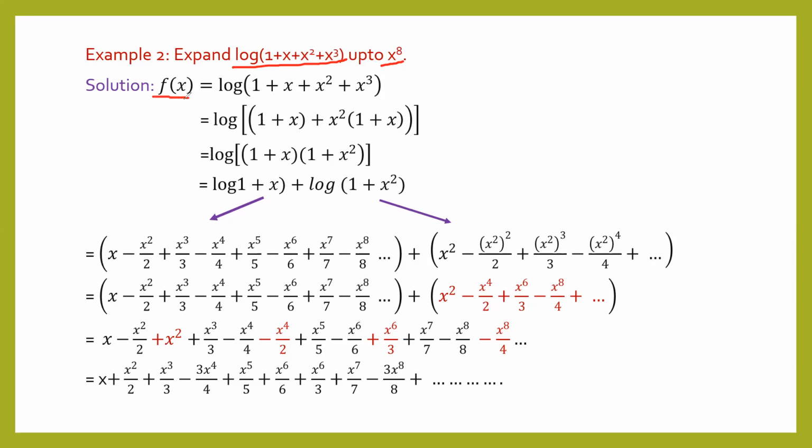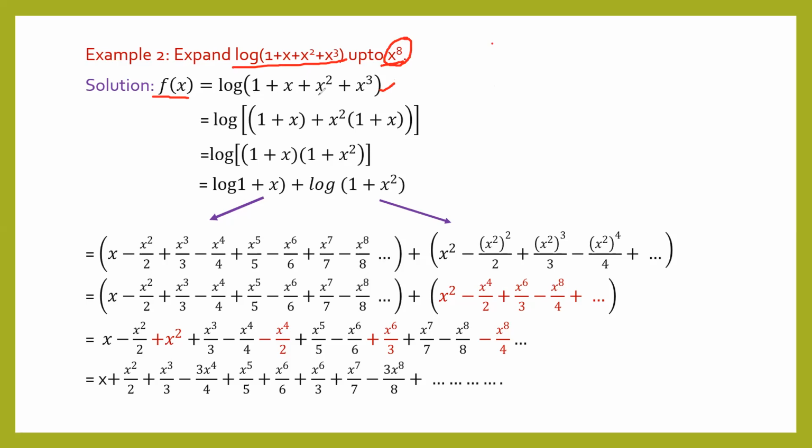Here also you can see that applying Maclaurin's theorem is not an easy task. To get the term up to x raised to 8, we have to differentiate this function 8 times. Right? Then you will get f of 0, f dash of 0, f double dash of 0, f triple dash of 0 and so on. So that is not an easy task. So we'll use standard expansions here, and for that we have to convert this function into a simple form.